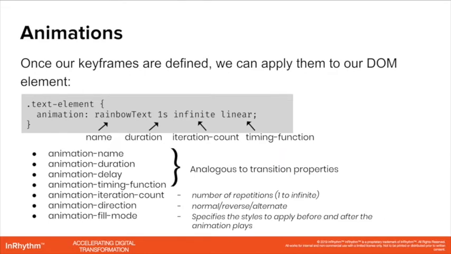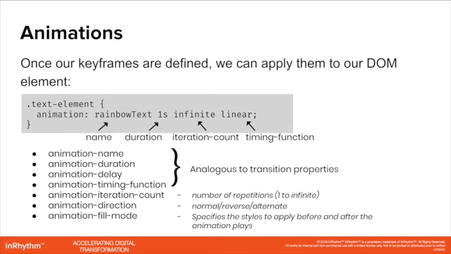Once we have our keyframes, we can now apply our animation to a DOM element. This should look familiar, as it's quite similar to the transition property we just saw. The key difference here is that applying an animation will trigger the changes immediately instead of waiting until a property value is changed.